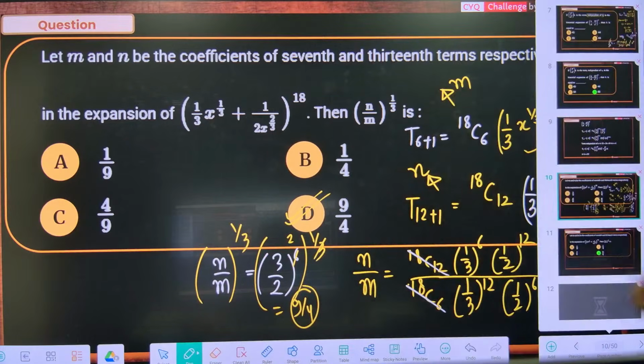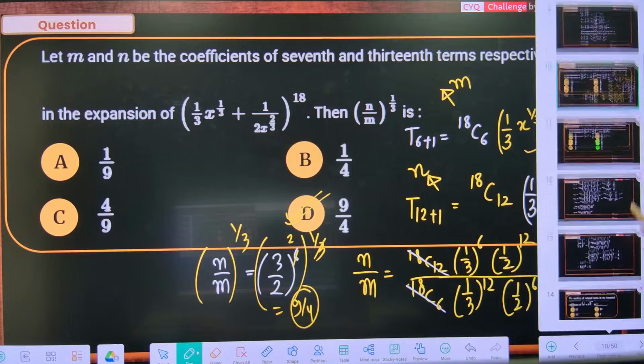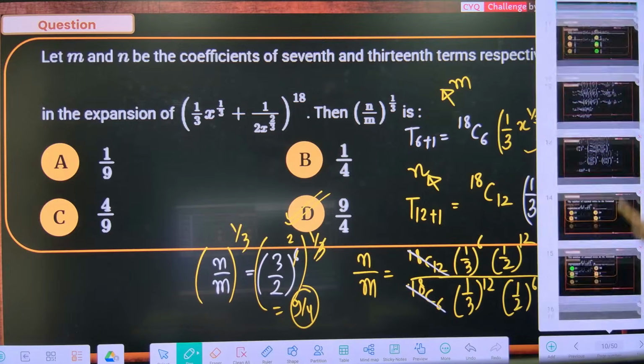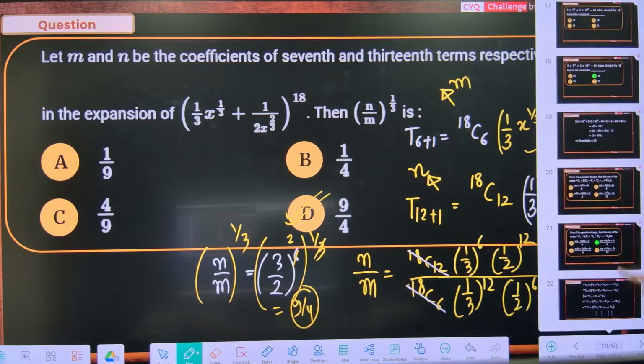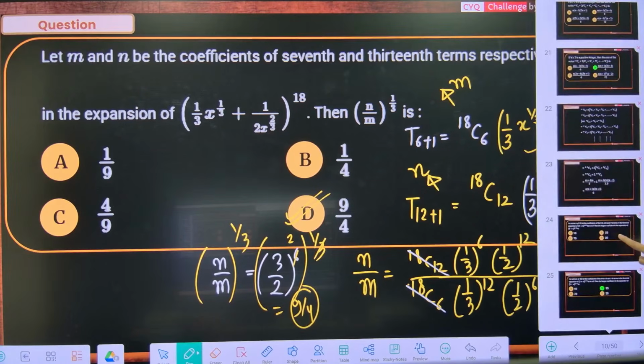Let us move on to the next category of question now, which is talking about, okay, let's actually stay in this category only.